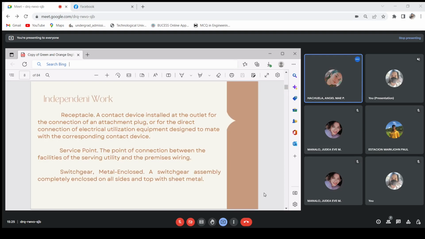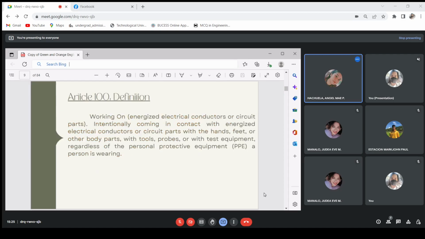The next definition is working on energized electrical conductors or circuit parts. Intentionally coming in contact with energized electrical conductors or circuit parts with the hands, feet, or other body parts, with tools, probes, or with test equipment, regardless of the personal protective equipment a person is wearing. So there are two categories of working on.